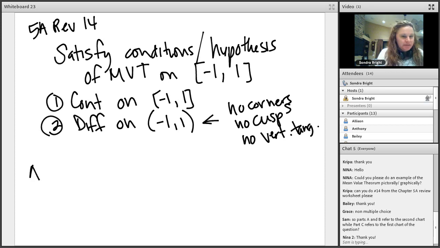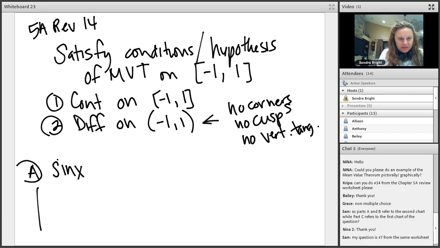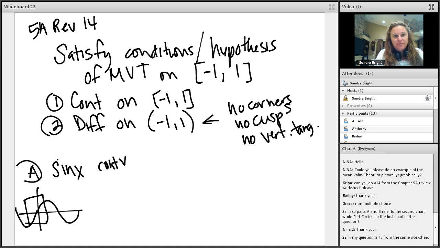So first one is sine of x. All right, well, we know sine of x looks like this. From -1 to 1, it goes like this, right? And so it's definitely continuous over the whole thing, and it's differentiable over the whole thing. And so this guy is not the one that is not true.